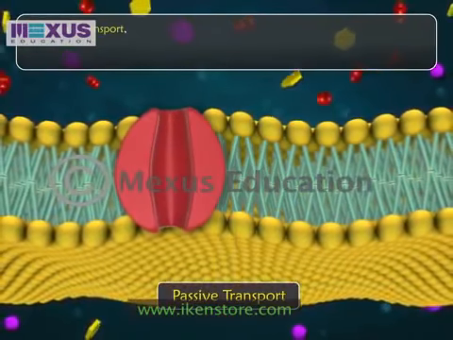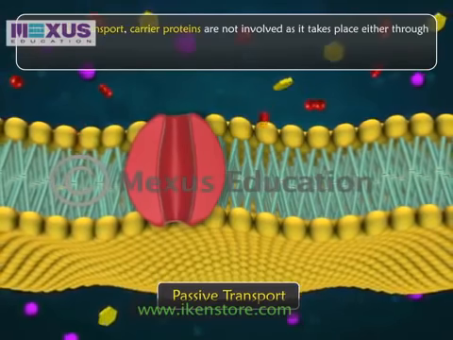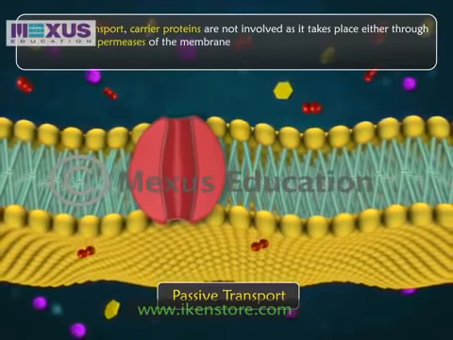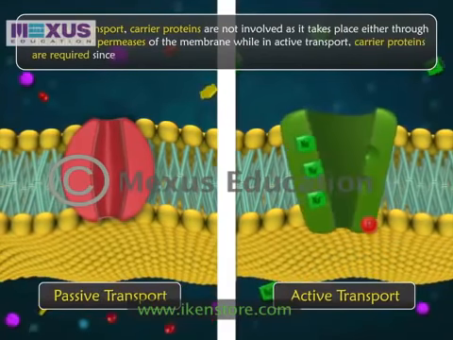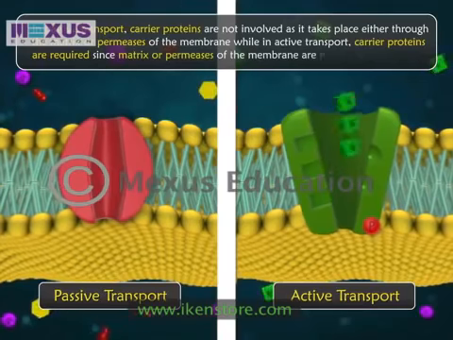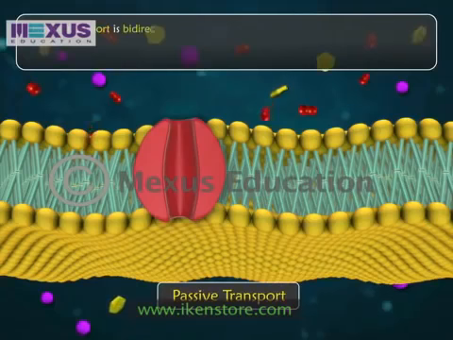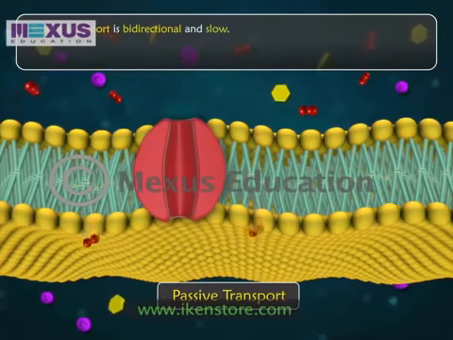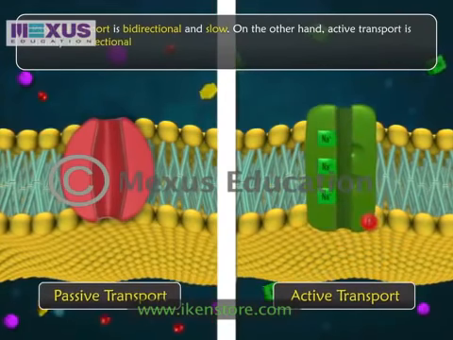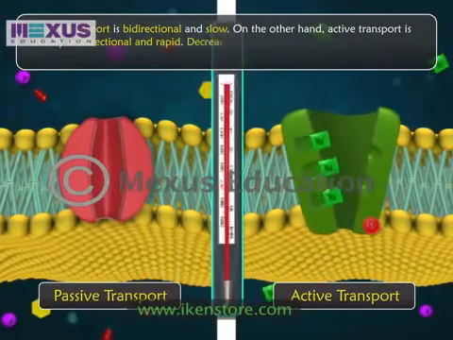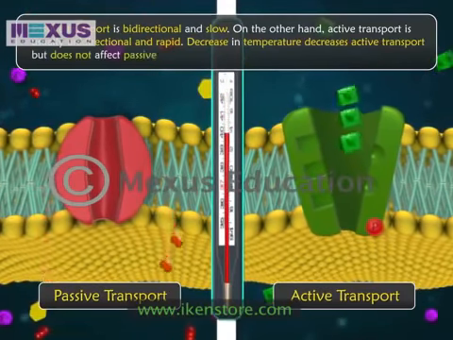In passive transport, carrier proteins are not involved, as it takes place either through the matrix of permeases of the membrane. While in active transport, carrier proteins are required since the matrix of permeases of the membrane is not involved. Passive transport is bidirectional and slow. On the other hand, active transport is usually unidirectional and rapid. Decrease in temperature decreases active transport but does not affect passive transport.